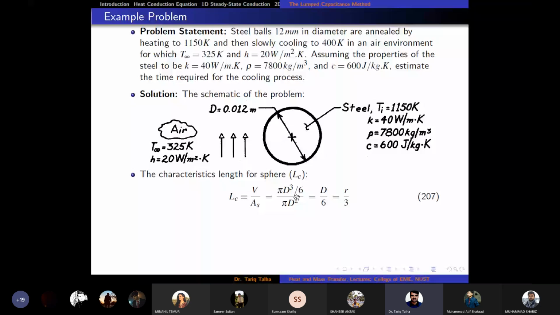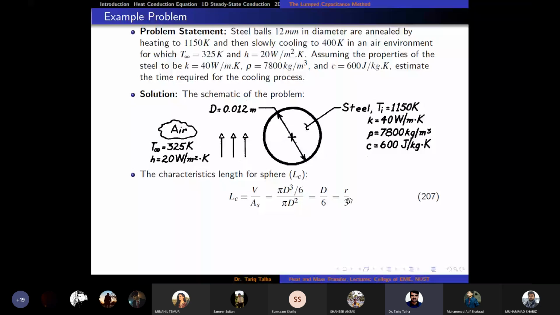or in terms of diameter we can write it as π d³/6, and the surface area is 4π r², or alternatively in terms of diameter, that is π d². So if we simplify it, Lc becomes equal to the radius of the sphere divided by 3, right? So I hope that this simplification in terms of radius is understood.